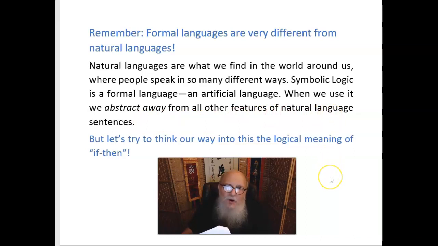But let's try to think our way into this logical meaning of if-then. The first thing you've got to do is just memorize the truth table. But once you memorize the truth table, it's helpful to think about it, to try to develop some intuition or insights into why we're doing it this way.